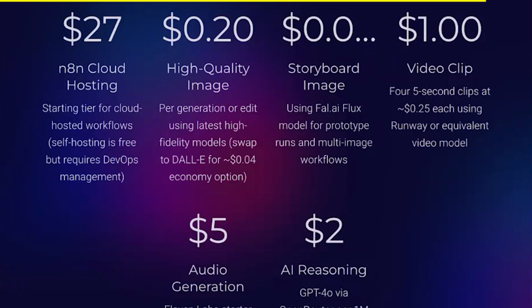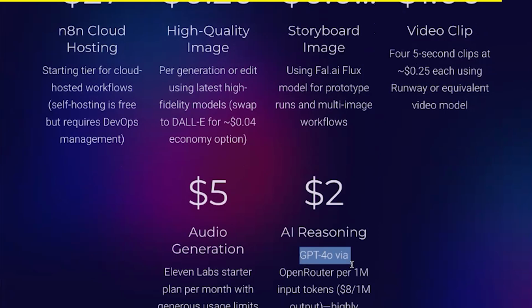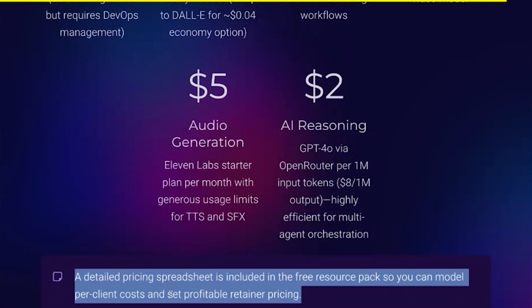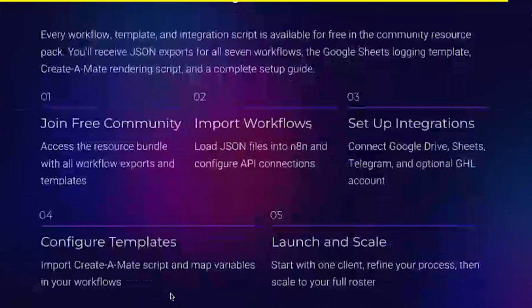n8n cloud hosting, typically $27. High quality images are about 20 cents. So we use DALL-E, for instance, if you wanted to, for economic sake, right? Storyboard images, we use Fal.ai and Flux models for prototyping and running multi-image workflows. Videos, about 25 cents. Audio generation, about $5 from the 11 Labs starter plan. AI reasoning, again, you use GPT-4o or OpenRouter, priced per 1 million input tokens. Highly efficient for multi-agent orchestration. A detailed pricing sheet will be added in the link in the description.